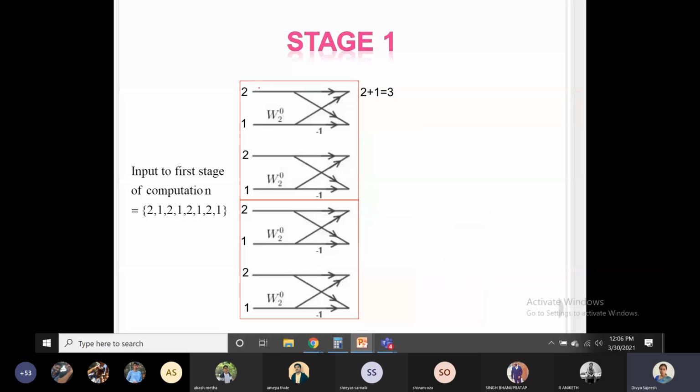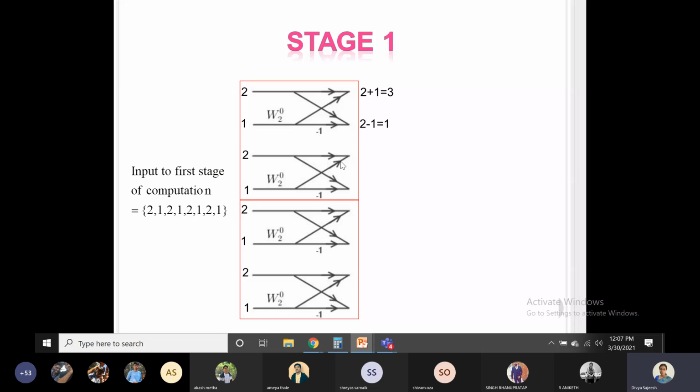That means what is the next? 2 will be multiplied with 1 and it will come to here. So 2 will be coming as it is. Now what will happen to this 1? 1 will be multiplied with W20 as well as it will be multiplied with minus 1. So 1 into 1, 1 into minus 1, minus 1. So 2 and minus 1 will come. So 2 minus 1 will be 1.